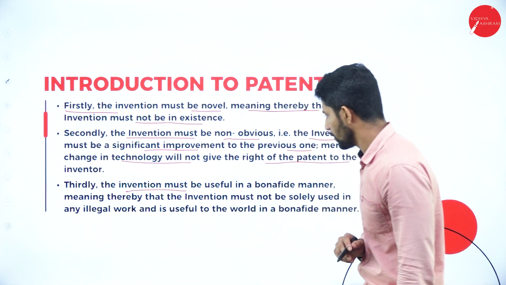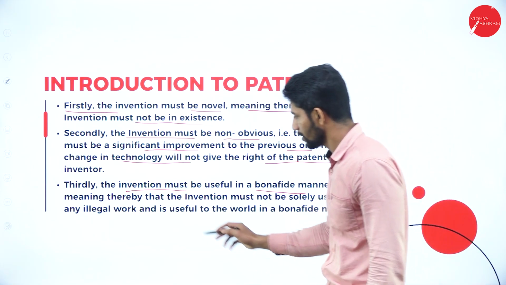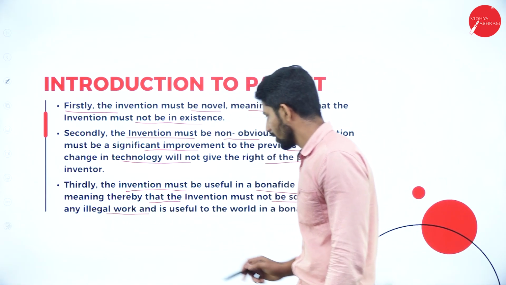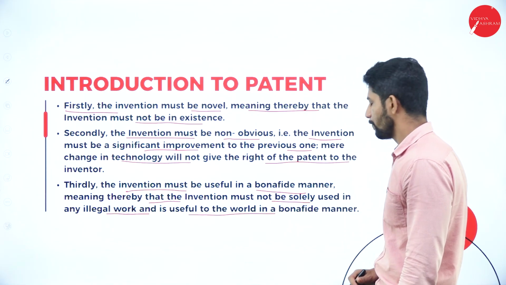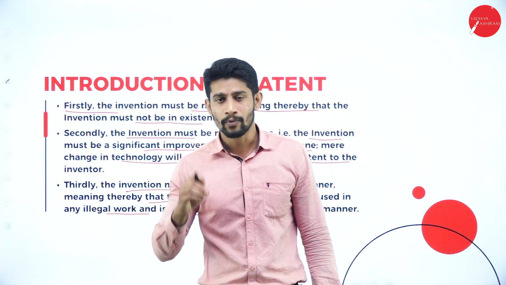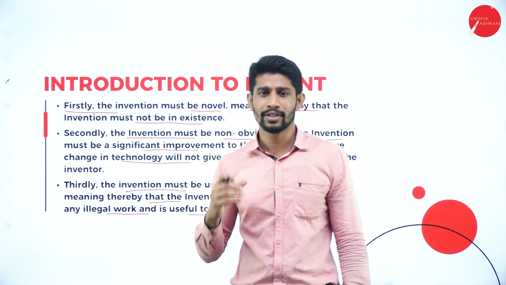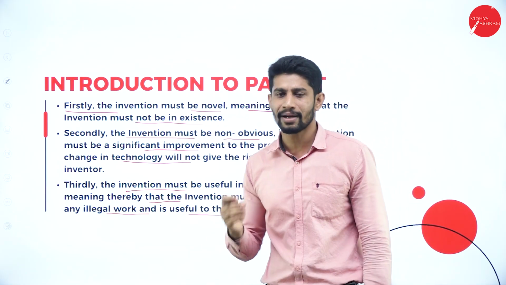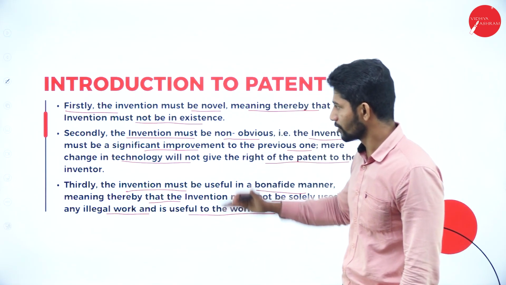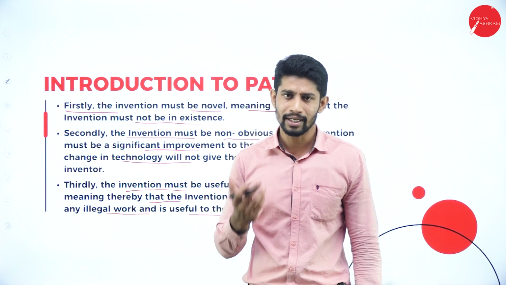Thirdly, the invention must be useful in a bona fide manner. That means the invention must not be used solely for any illegal work and must be useful to the world in a bona fide manner. The invention should be useful for the whole country and the whole world. It should not be used for any illegal things. It should be useful for society. If all three tests are passed, then only will the patent be given to the inventor. These are the three steps they follow to give the patent to a particular invention.